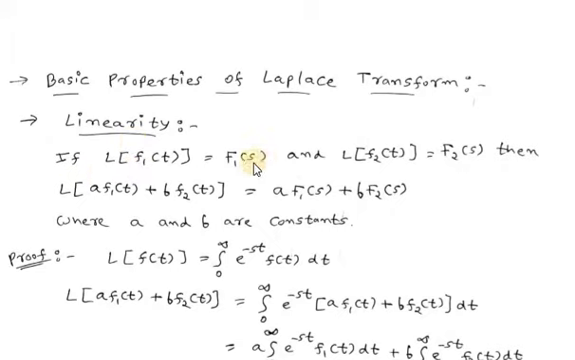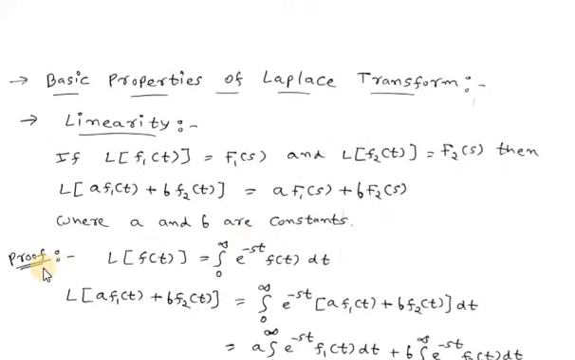If Laplace of f1(t) is F1(s) and Laplace of f2(t) is F2(s), then Laplace of a f1(t) plus b f2(t) is equal to a, constant as it is, times Laplace of f1(t), that is F1(s), plus b, constant as it is, times Laplace of f2(t), that is F2(s), where a and b are constant values.